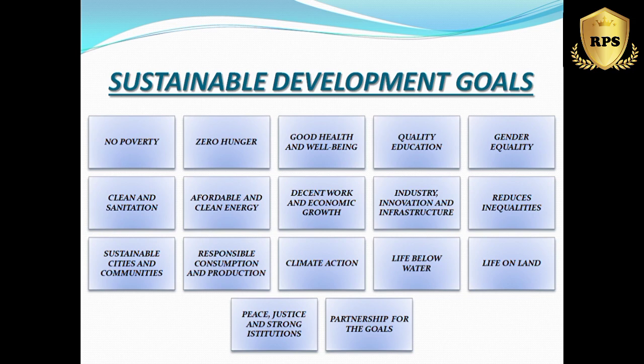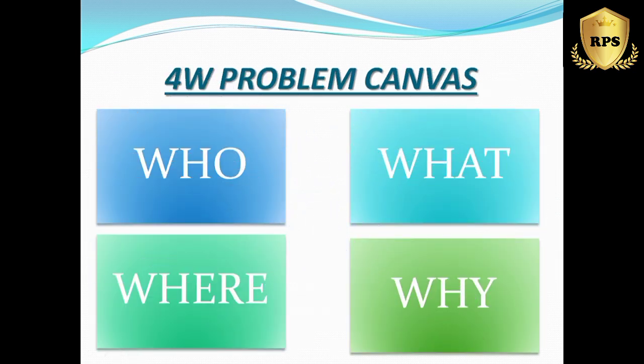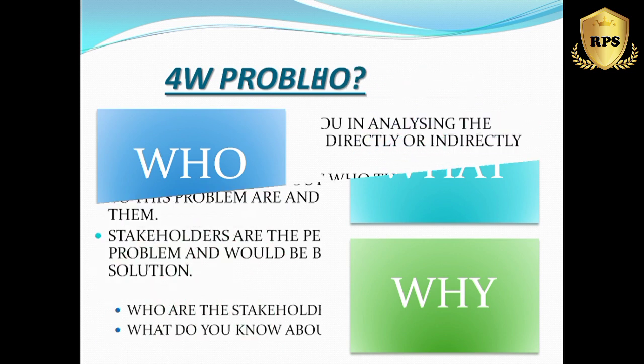So if you choose no poverty, there will be so many problems in no poverty. In that problem, there will also be so many things. So now for the 4W canvas. Actually, the AI project cycle depends on problem scoping first. Problem scoping depends on the 4W Problem Canvas, which are who, what, where, and why.